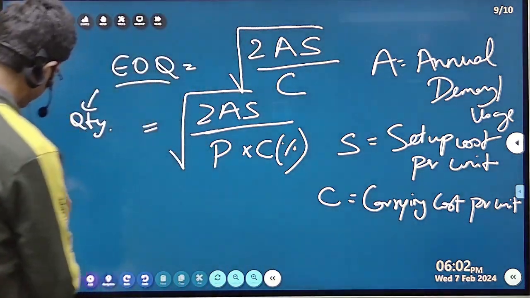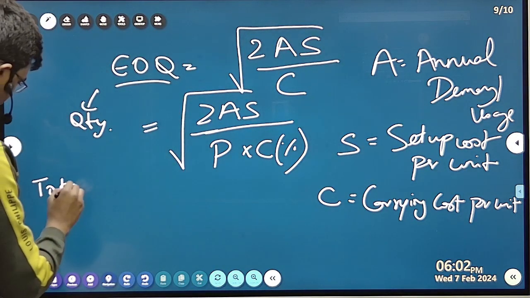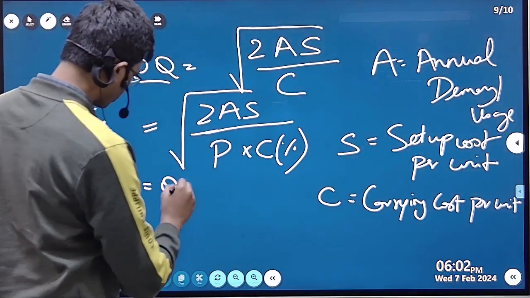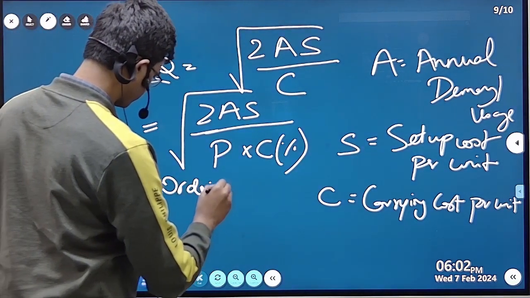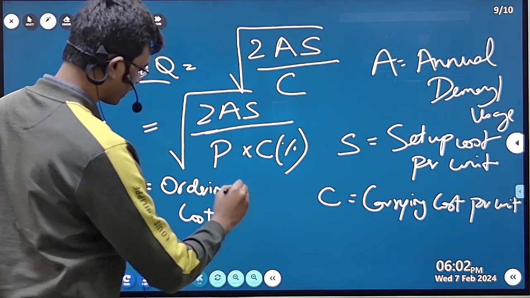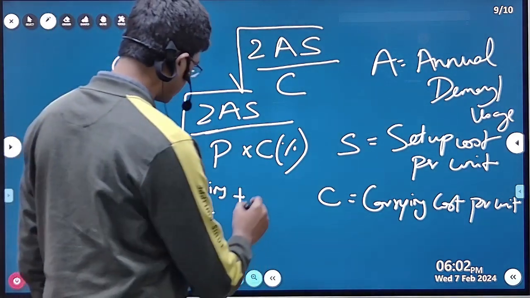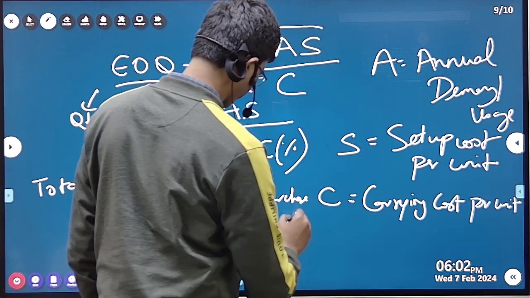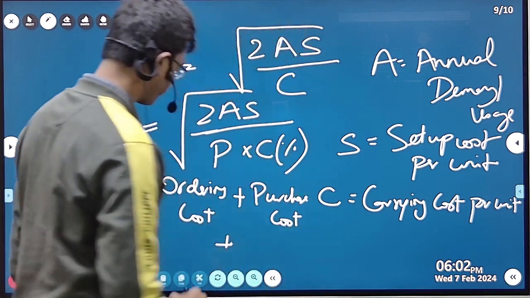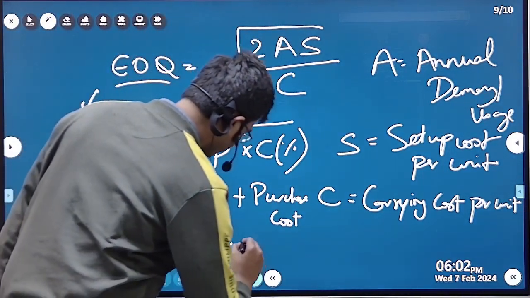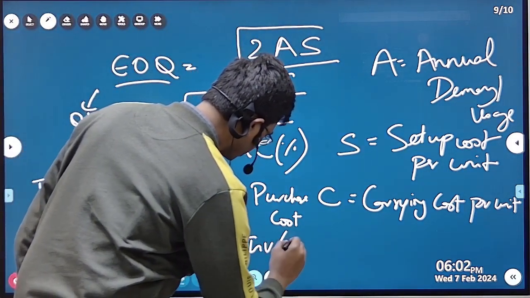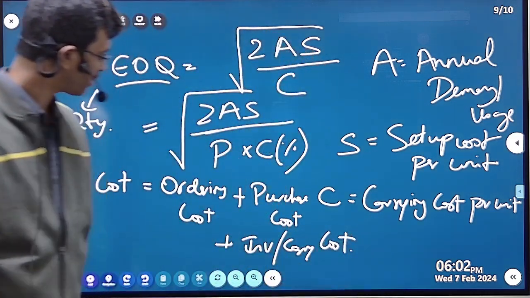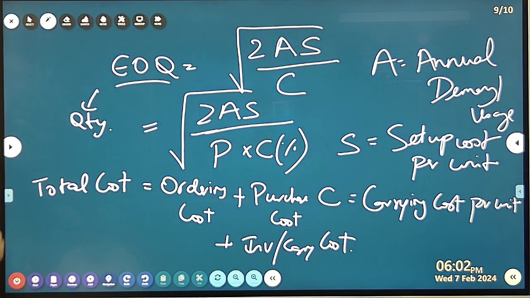Yeah. So what is total cost? Total cost is nothing but your ordering cost plus your raw material cost, that is your purchase cost, plus your inventory cost or your carrying cost. Okay. This is your total cost.